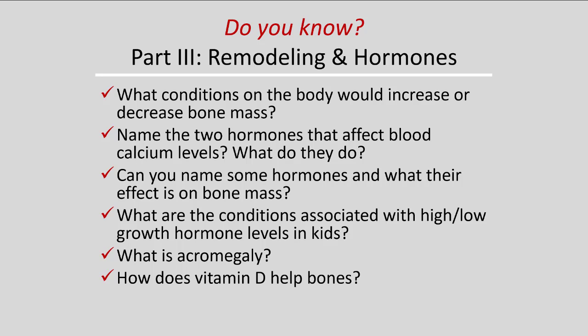So, what you should know now are what conditions in the body would increase or decrease bone mass. You should know two hormones, the two main hormones that affect blood calcium levels, calcitonin and parathyroid hormone. You should know which one raises blood calcium levels and which one decreases blood calcium levels. You should know some other hormones and what their effect is on bone mass. You should know the conditions associated with high or low growth hormone in kids or while the epiphyseal plate's still open. And you should know what acromegaly is. And what does vitamin D do to help bones?